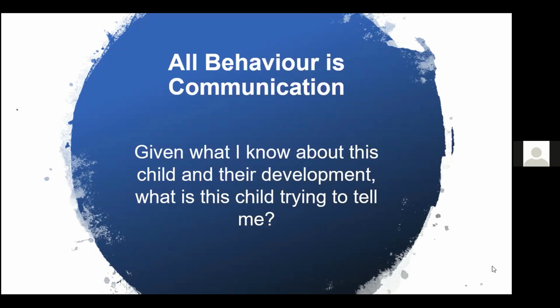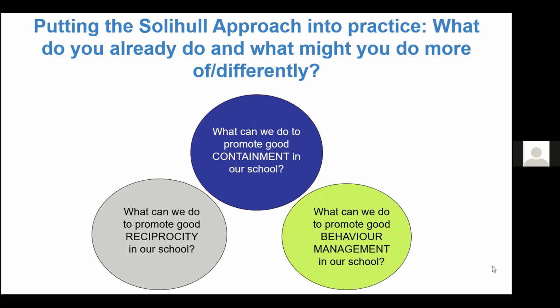Also important to bear in mind that there will always be a trigger, although it may not be external or visible, and that you can use things like ABC charts and so on to begin to consider those and try and unpick them. But yeah, thinking about what is this child trying to communicate to me? How can I best manage that? And do I need to take it back to those earlier stages of containment and reciprocity?